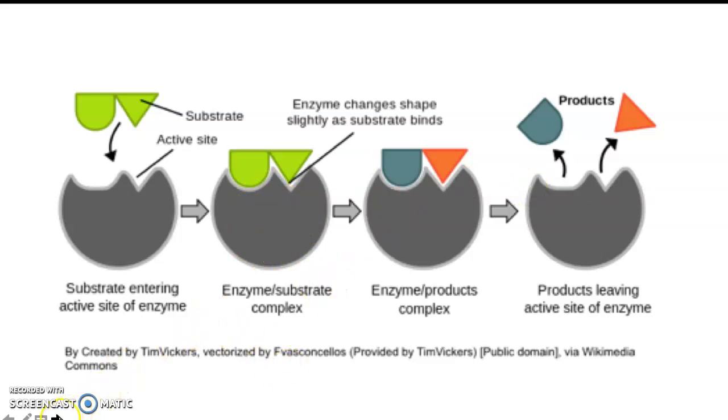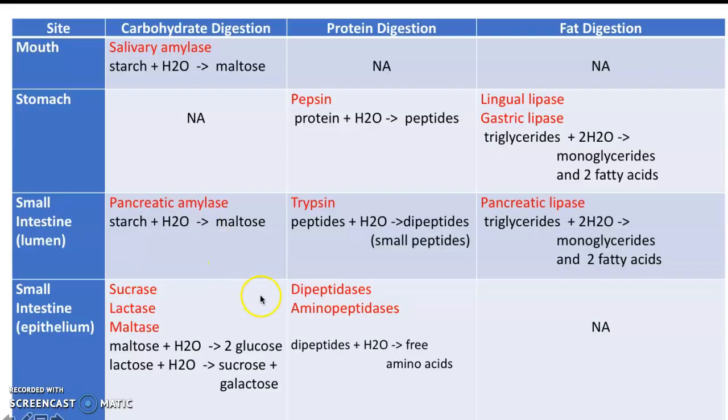Okay, so the next thing I want to show you is a table that I've created for you. Let me orient you to this table. Over here in the left-hand column, I've got the site where the enzymes are found, or different regions of the digestive system. So we go from the mouth to the stomach to the small intestine as you go from top to bottom, almost like a trip through the gastrointestinal tract. And then I've got three columns dedicated to different substrate digestion: carbohydrate digestion, protein digestion in this column, and fat digestion here in this column.